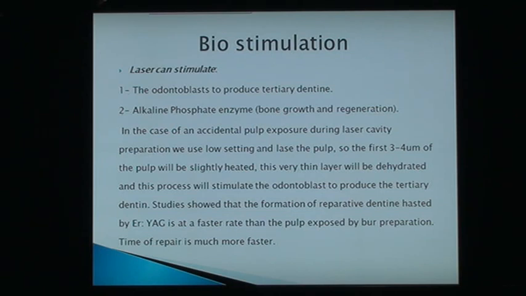Studies show that the formation of reparative dentin hastened by erbium YAG is at a faster rate than the pulp exposed by burr preparation. Time of repair is much faster. Also, I will add here another point. If we do laser cavity preparation and we expose the pulp, here our exposure will be exactly clean, no bacteria, no caries. So this is another reason for good and better healing.